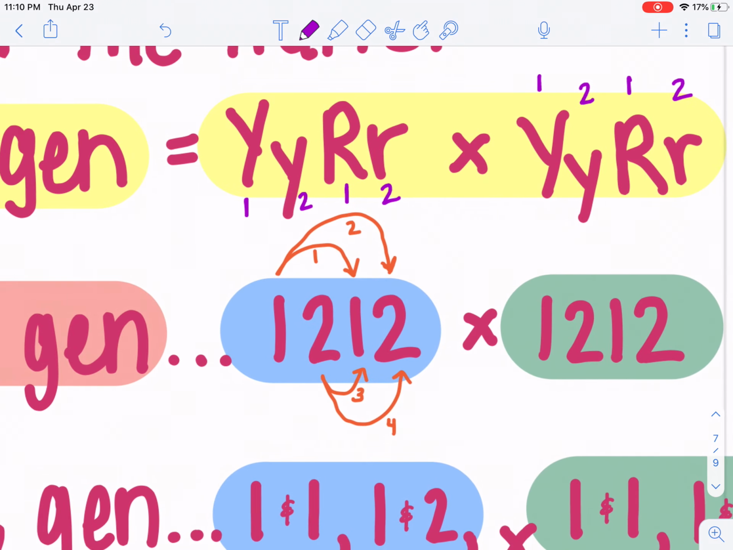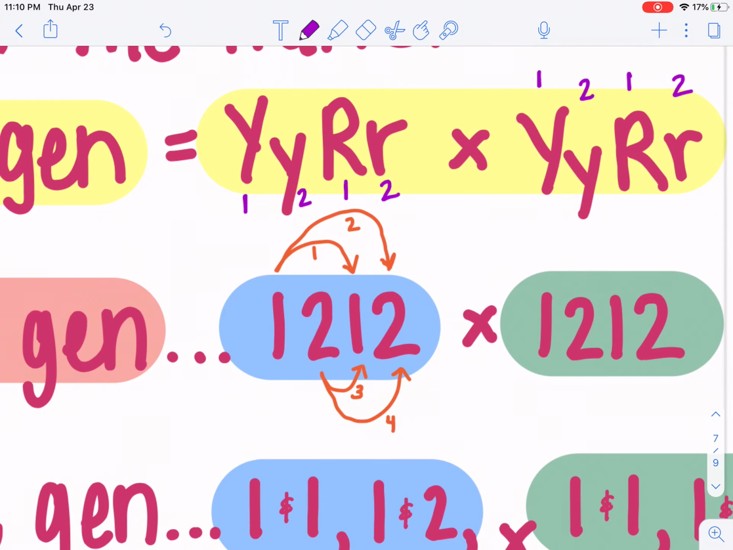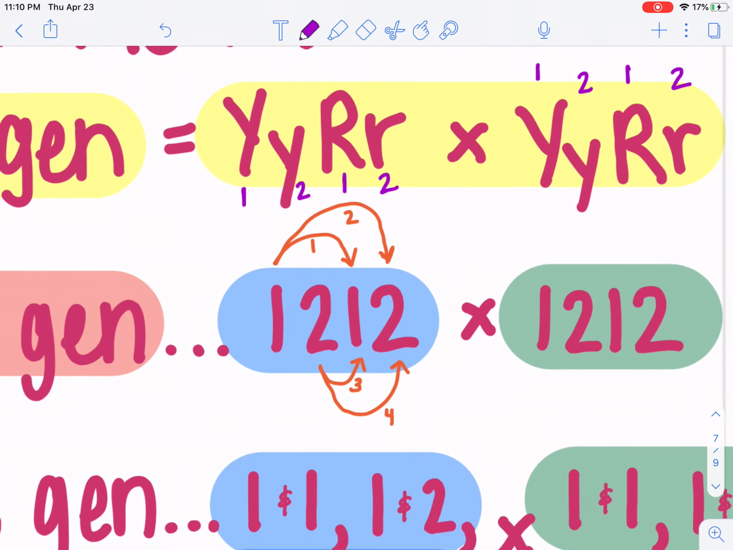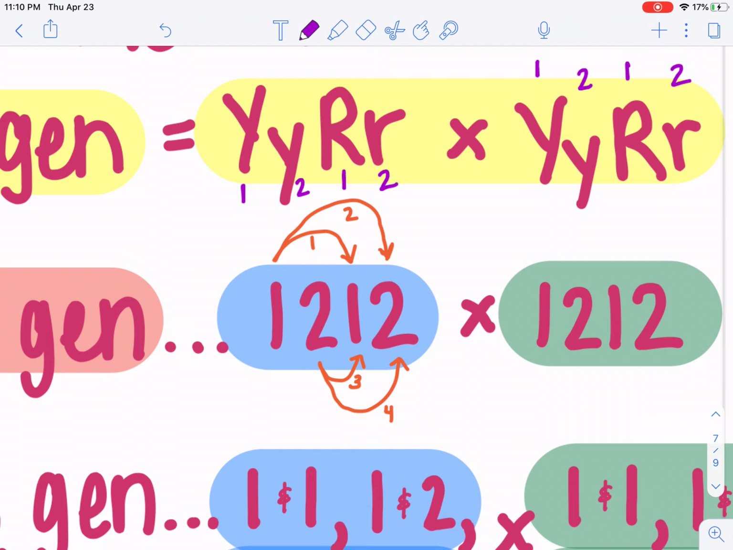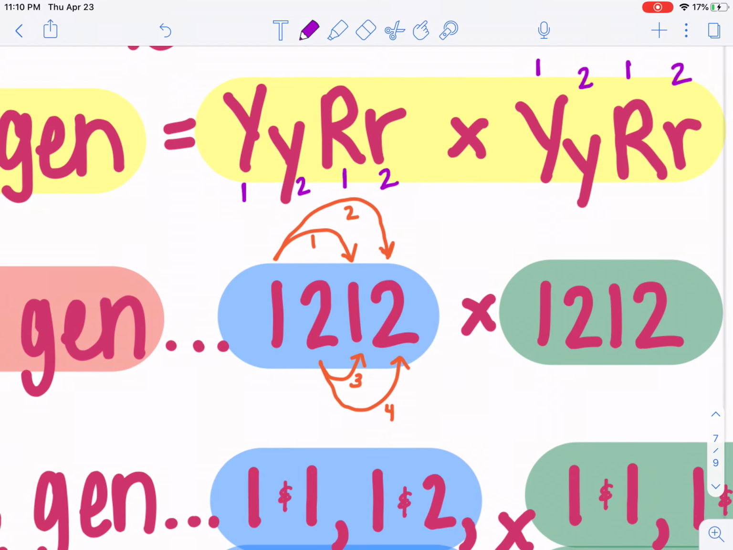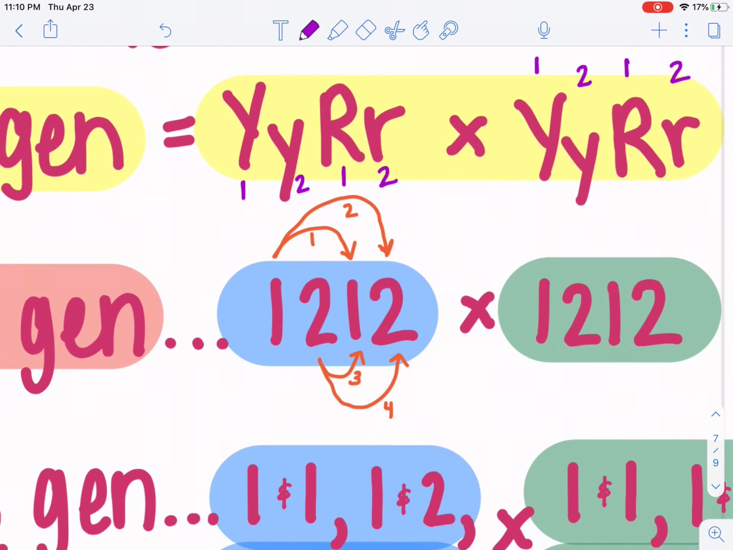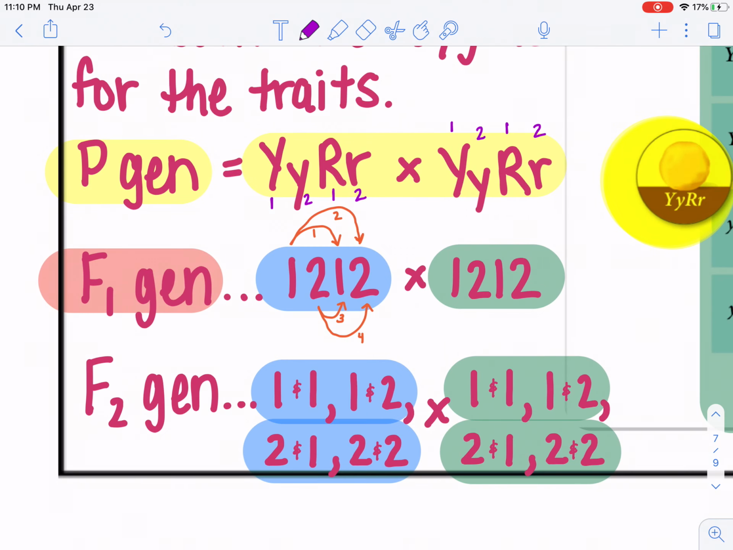So big Y, little y, big R, little r. It's going to be our 1, 2, 1, 2. So we have one Y from mom, one Y from dad, one R from mom, one R from dad for both. Then we're going to go into our FOIL method. It's going to be our 1, 2, 1, 2.